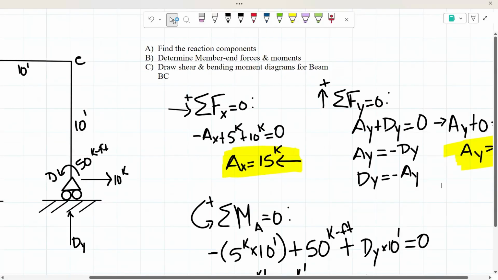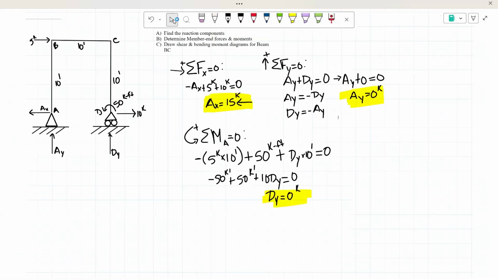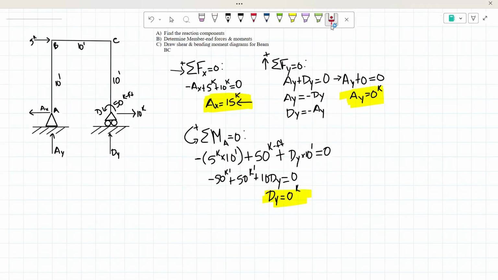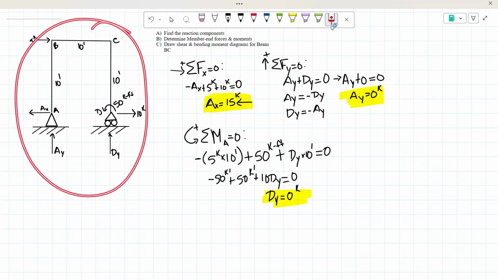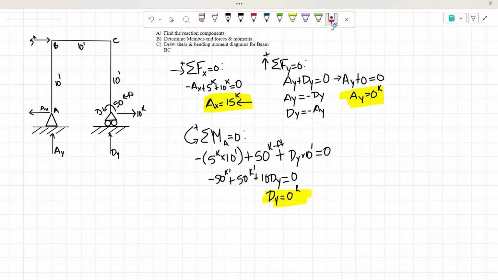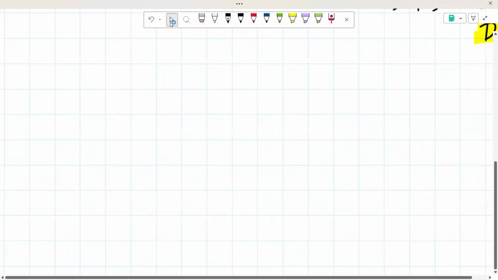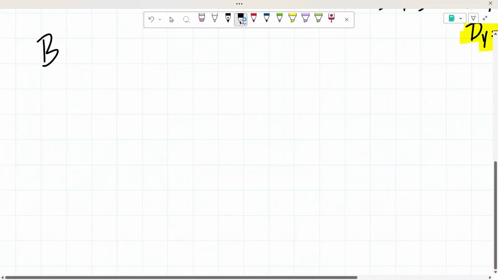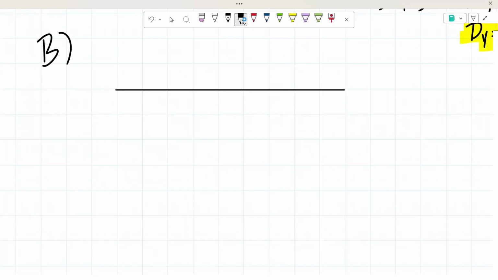So now we have to determine the member end forces and moments. To do that, we're going to draw again this structure, this figure that was given to us, but we're going to break it apart so that we can determine the member end forces and the moments. So we're going to go ahead and do that. This is for part B. For part B, I'm going to start off by drawing beam BC. We know that that has a span of 10 feet.